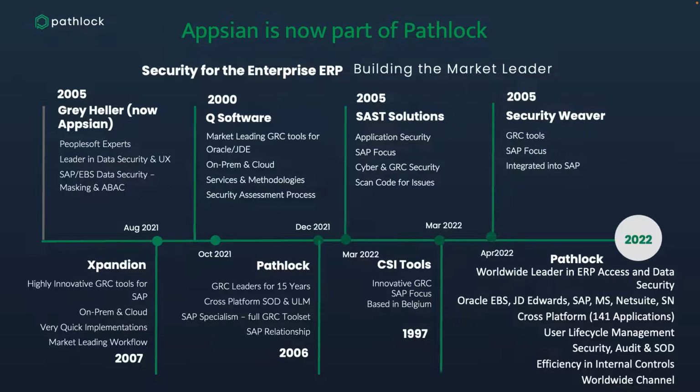So you can see the different areas that we touch on. Q Software does a lot of things with JD Edwards, for example. SaaS is SAP focused, but on application security, and they have code scanning capabilities, for example. So the Pathlock repository for tools and solutions has gotten much, much larger. What we're going to be talking about today is really that touch base into the EBS side that comes with the acquisition and the grouping from Apsian.